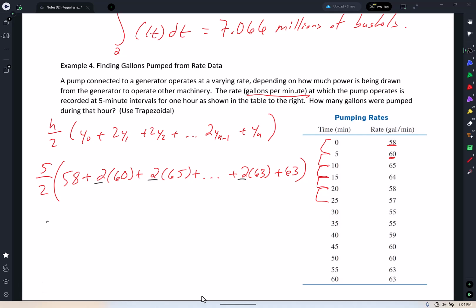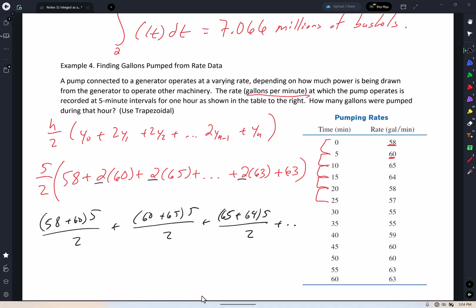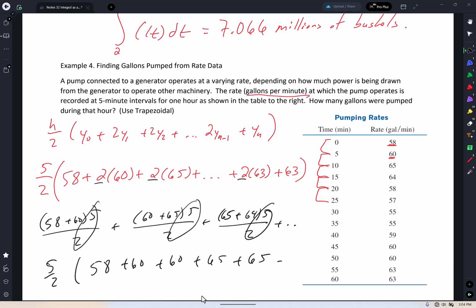I could have gone 58 plus 60 times 5 divided by 2, plus parentheses 60 plus 65 times 5 divided by 2, plus 65 plus 64 times 5 divided by 2 plus ... Look, guys, I have a 5 over 2 on all of them. See? So 5 over 2, parenthesis, and then look, if I go 58 plus 60 plus 60 plus 65 plus 65 plus 64 plus ... Look, how many 60s are there? 2. How many 65s are there? 2. And see how it kept going? So that's where the formula comes from. You can only do that when they're equal like that.